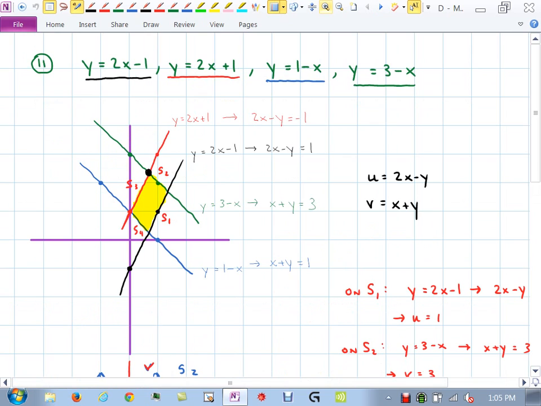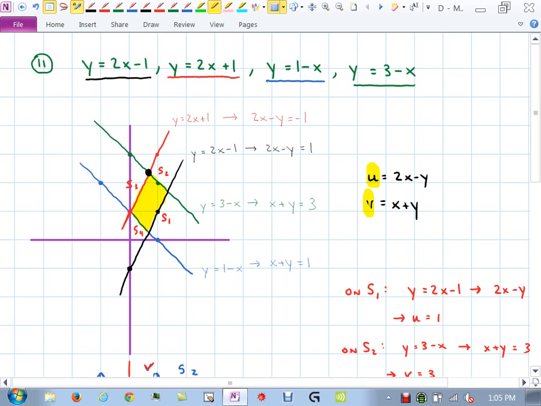Okay, so take all these lines and I graph them. They're color-coded. The black one is here, the red one, green and blue, right? So if you look at this, it looks kind of like a parallelogram, right? We have to come up with the transformation. We have to come up with the U equals and V equals.